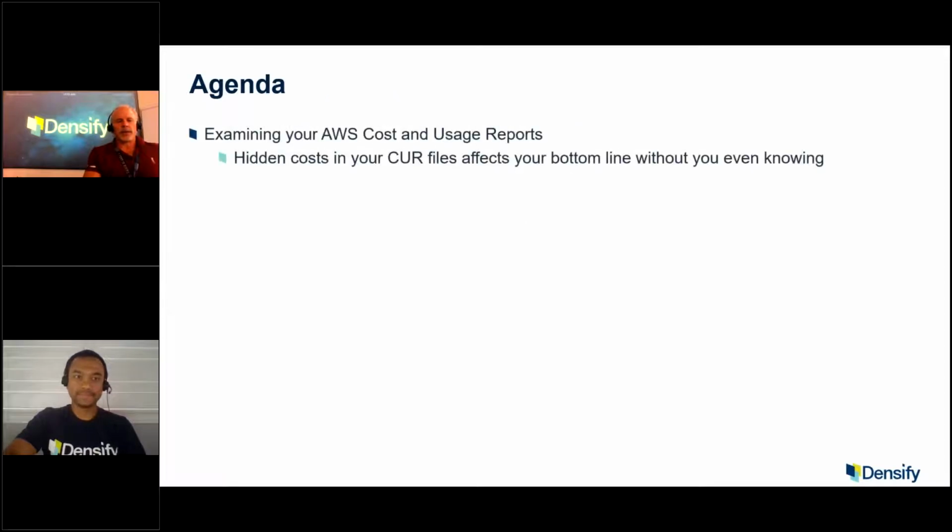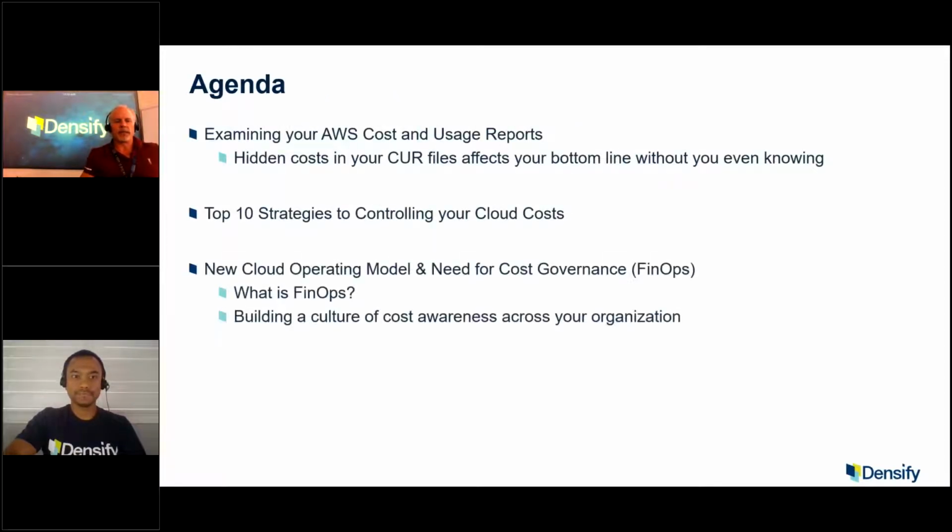And yeah, the agenda for today. So obviously our focus is we're going to start with just examining your AWS cost and usage reports. We're going to talk about where to find those hidden costs and how those things actually affect your bottom line in many cases without you even knowing. So Faisal's going to take that content, and then we're going to dive right into those top 10 strategies on controlling your cloud costs. And we'll wrap the presentation today with a little discussion on the new cloud operating model and this whole new concept around cost governance called FinOps, and what that is and how you can start to build a culture of awareness of that across your organization.